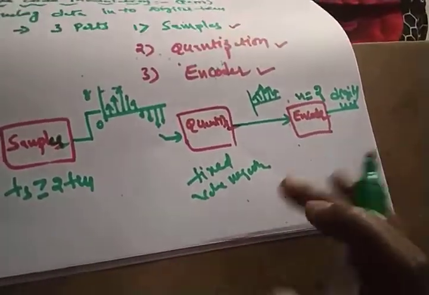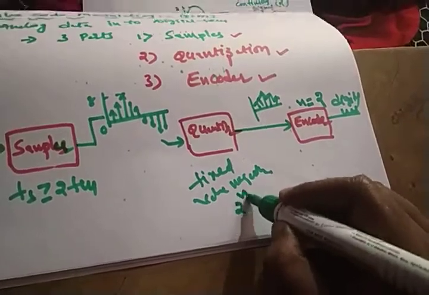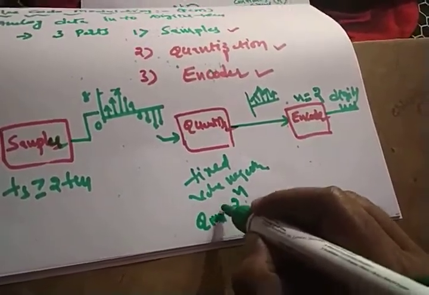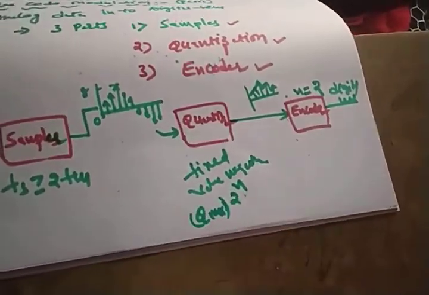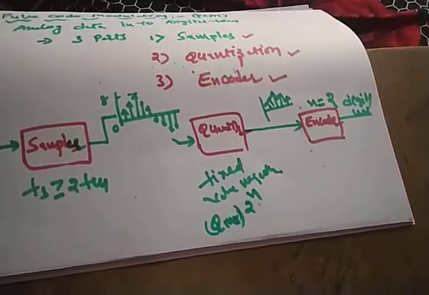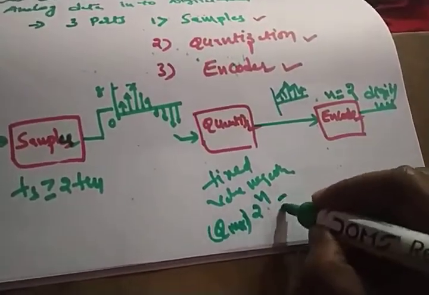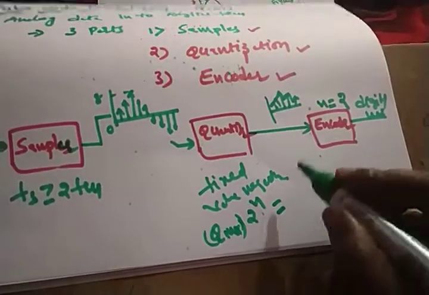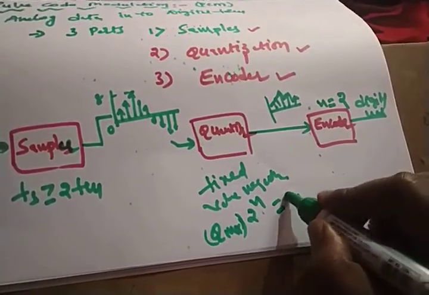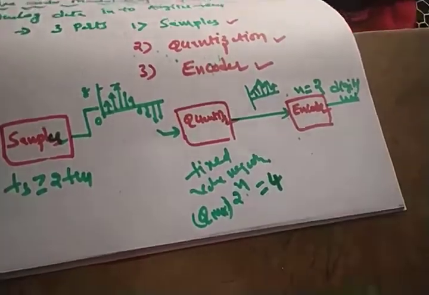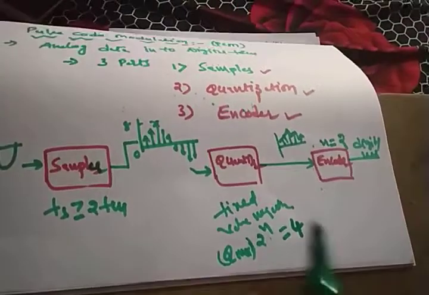So how many quantization levels? 2 power n quantization levels. Q is 2 power n, quantization levels, the instantaneous levels of a quantization. If n is equal to 2, how many quantization levels? 4 quantization levels. Right?